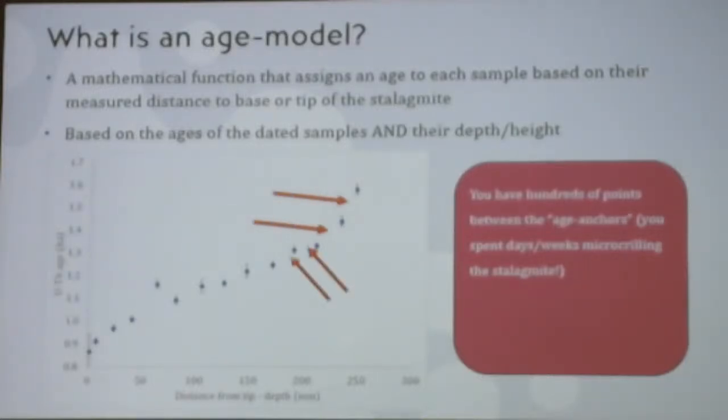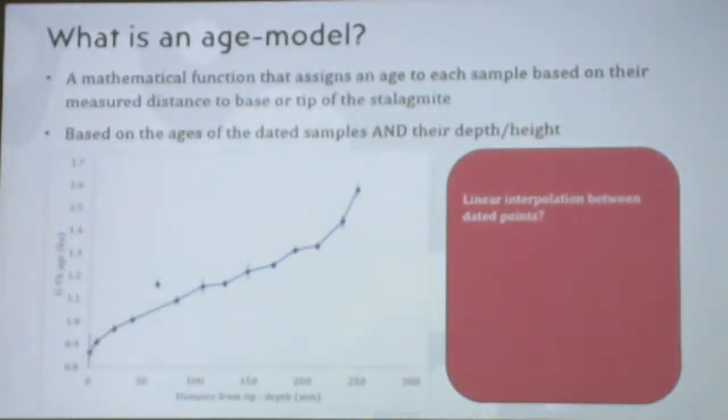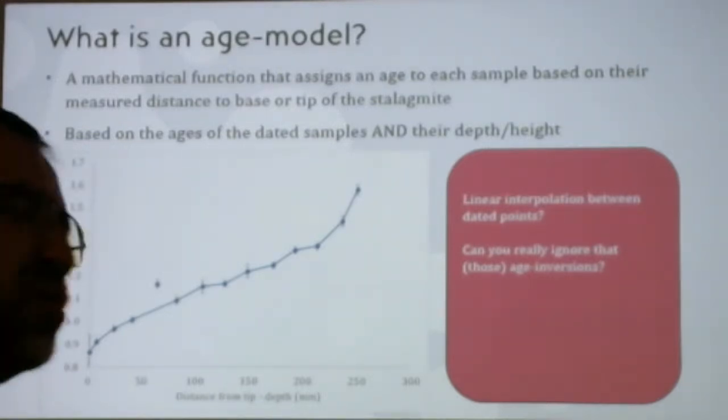The other thing is you spend hundreds and hundreds of hours micro-drilling your stalagmite, doing laser ablation, whatever, but you have hundreds, if not thousands, of points to which you have to assign an age. But you only have a limited number of dated positions. So what do you do? You have an interpolation. A linear interpolation works fine. Sometimes it's done. These age inversions, what do you do with them?